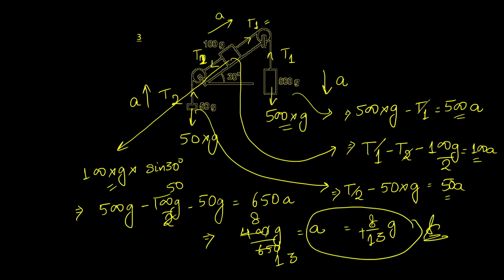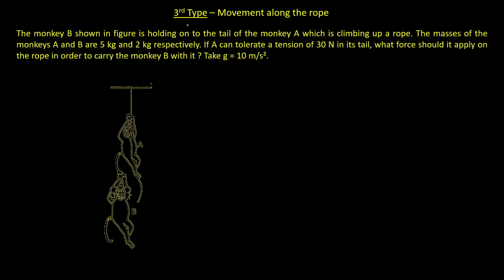So this is the manner in which you proceed for these kinds of questions, like case 3, in which the tensions are going to be different because there is a mass in between the 2 strings. So now let us proceed further. Now this is the third type of question in this regard, in which there is some movement along the rope, like either a monkey in this question, like the monkey is moving along the rope, or some block is said to be moving along the rope.